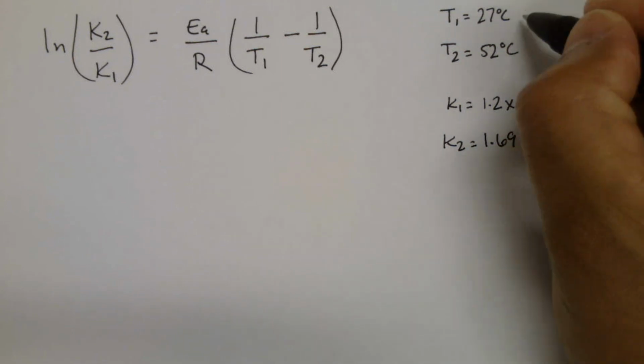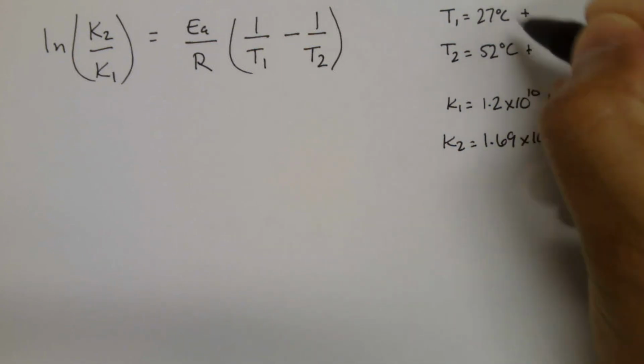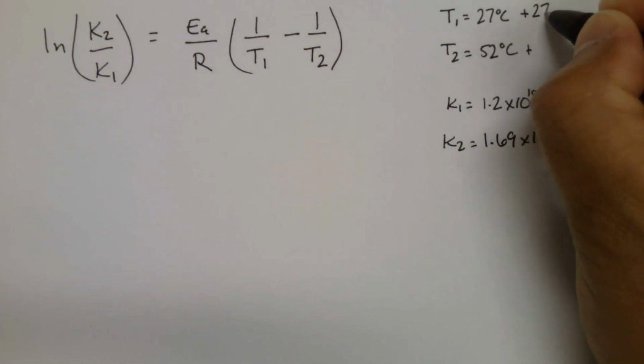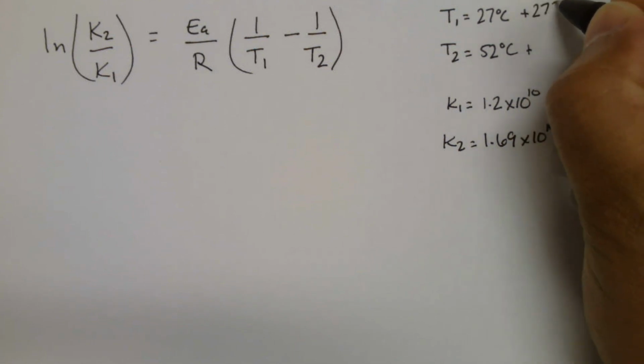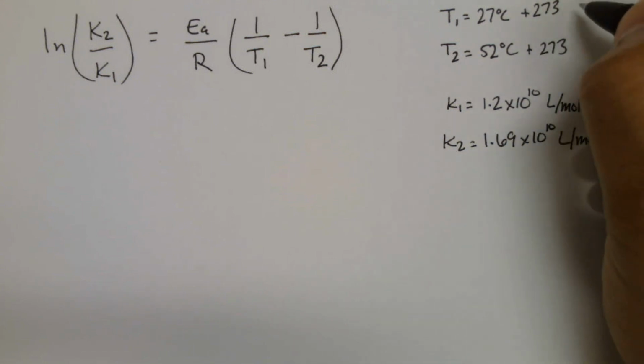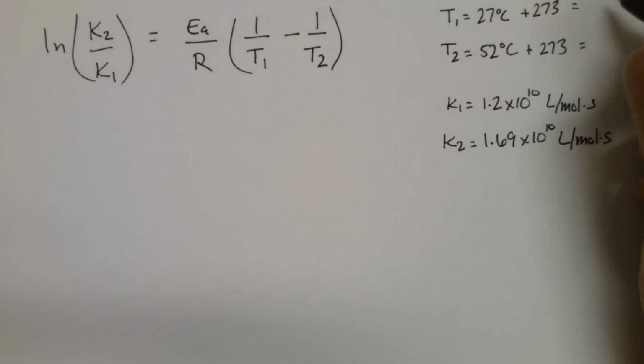Right here, the first thing I'll do is I'll convert these into Kelvin. So for our temperatures in thermodynamics, we do need to convert to Kelvin. So I'll add 273. And so this becomes 300K and 325K.